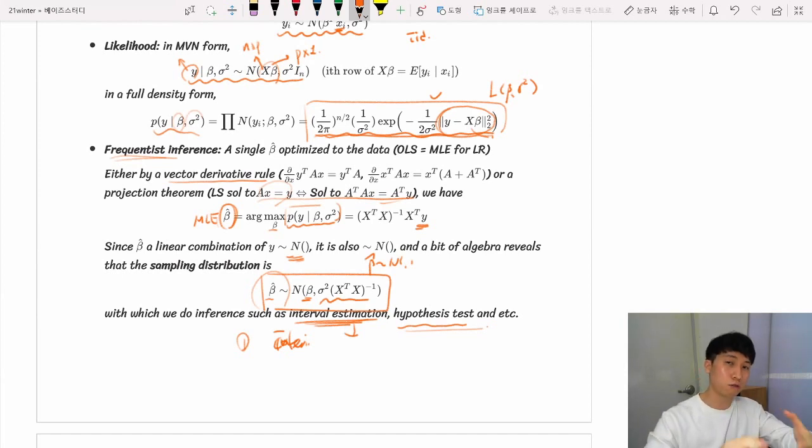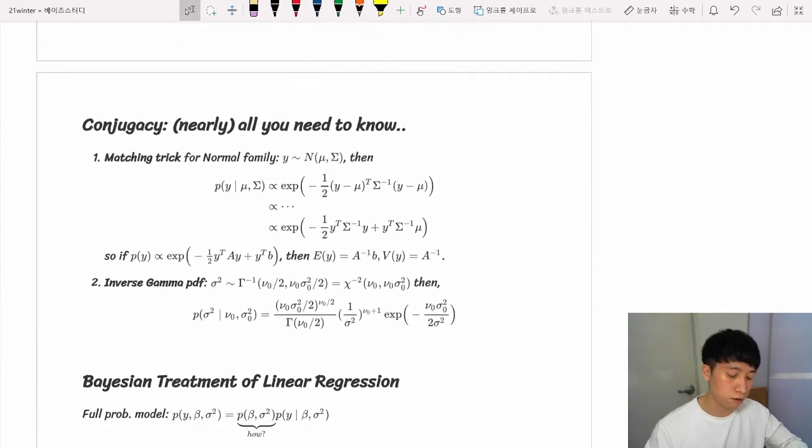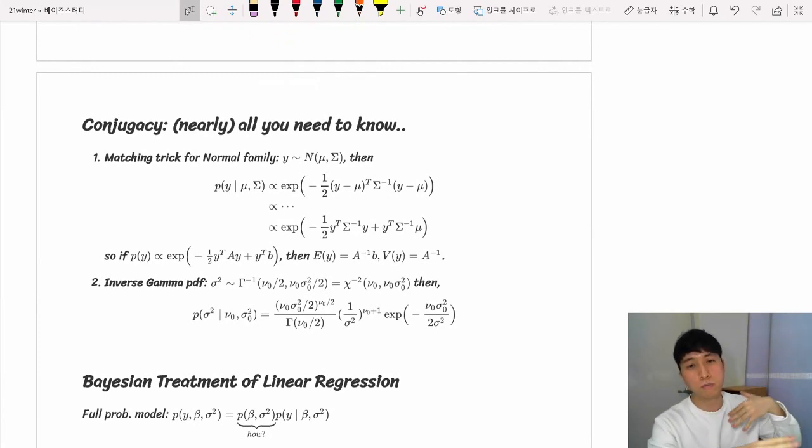Now let's get to the point. Let's see how Bayesians tackle the same linear regression problem. But before that, I'm going to have to go over some preliminary concepts about Bayesian statistics. I mean, it's more like tricks here, right? Because we are going to derive a posterior for each of the parameters, and in order to make you go smoothly over the derivation of the expressions, it might be better for you to be familiar with these two tricks.